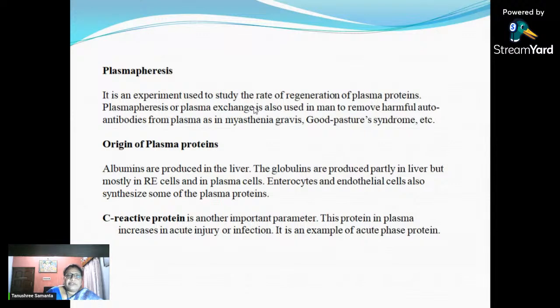Now, the origin of these plasma proteins, as has been told earlier, is the liver and also the RE cells and plasma cells. And other than these proteins, there is C-reactive protein, which is another important parameter, but is found mainly in acute injury or infection.